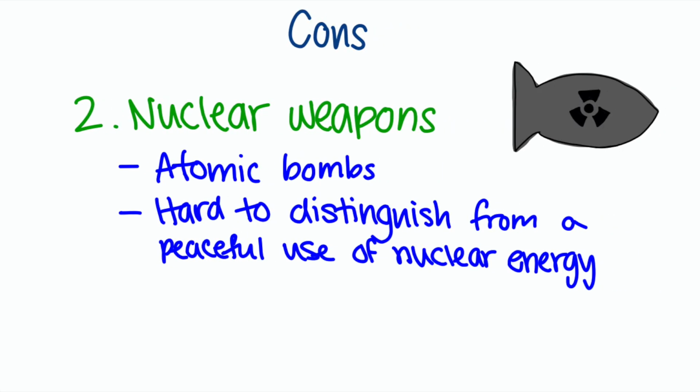Another risk is the threat of nuclear weapons, such as atomic bombs that have been known to destroy entire cities, like in World War II. The problem here is that if someone were to use nuclear energy to create nuclear weapons, we would kind of have no idea, because it's pretty hard to distinguish this from peaceful use of nuclear energy.